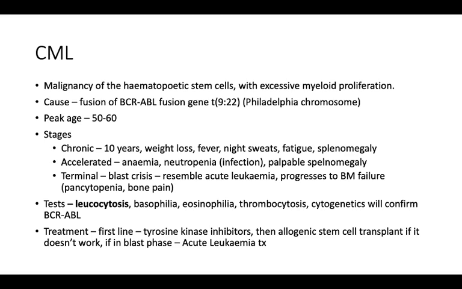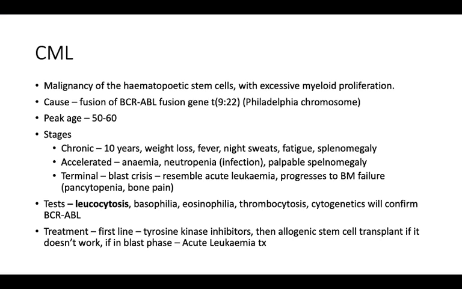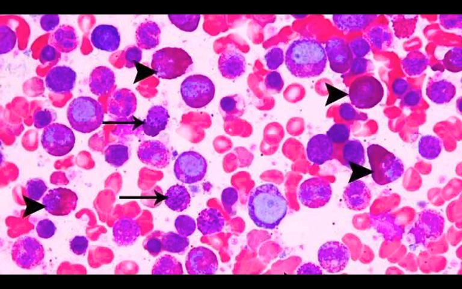You might ask, how will this look on a film? So here you go. This is the chronic stage of CML in a patient. So it's CML at the chronic stage, not the blast stage. In this, you can see there is a symphony of different cells.